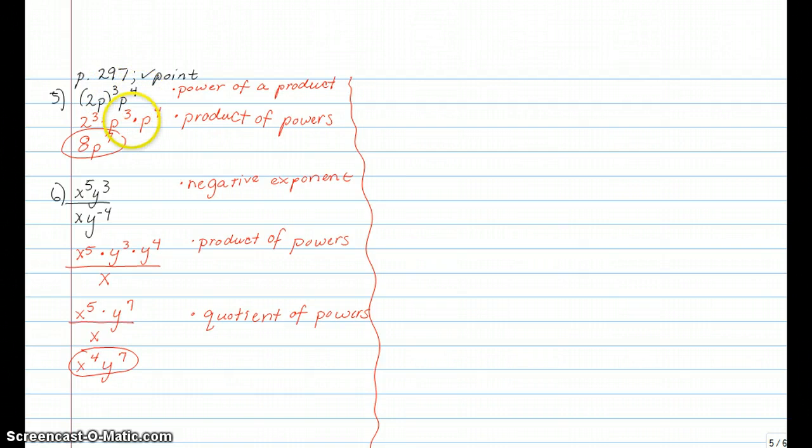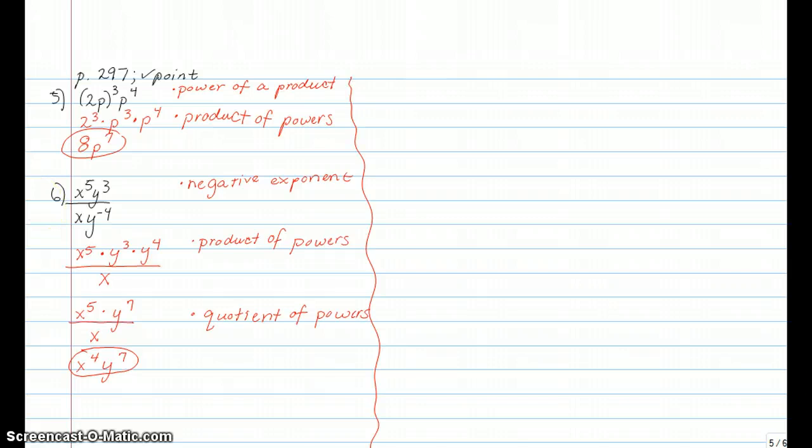Okay, we are going to use initially the power of a product. Here's your product, 2 times p. We're taking it to the 3rd power. So 2 to the 3rd times p to the 3rd, and then we're just going to bring down times p to the 4th. Now we're going to use another property because we have like bases. P and p are the same base. You have 3 p's here, 4 p's here. That's a total of 7 p's. So we have 2 to the 3rd, which can be simplified to 8. 2 times 2 times 2 is 8, not 6. And then p to the 7th. That is as simplified as it can get.